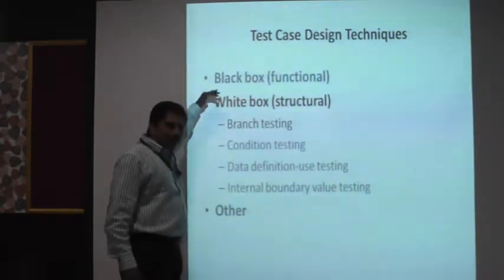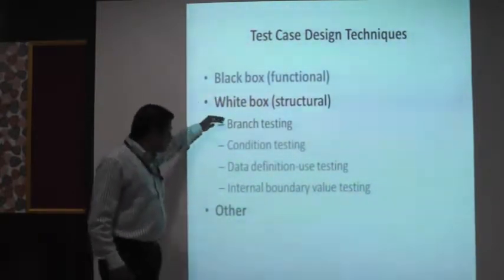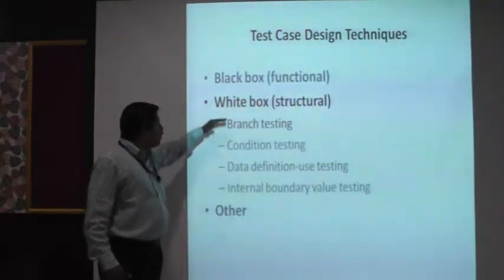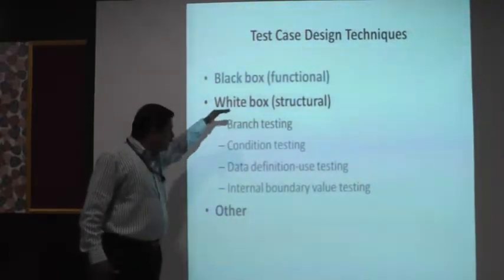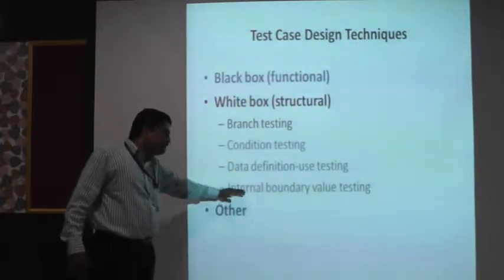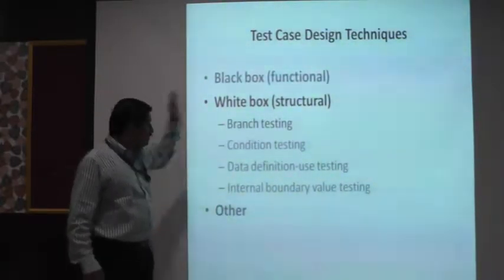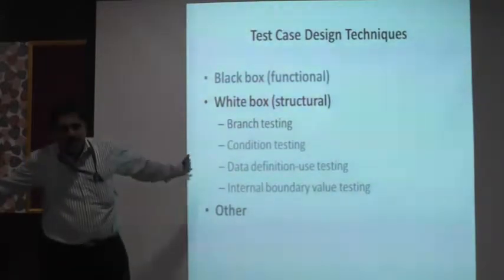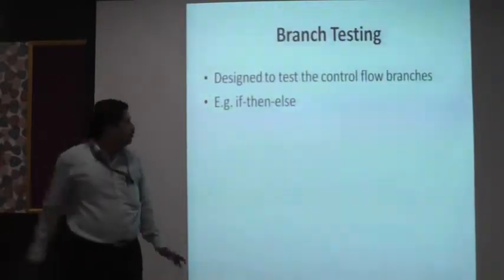In white box testing, it is classified into four different kinds of testing. One is branch testing, second is condition testing, third is data flow testing, fourth is internal boundary value testing. Now, first, let us go into branch testing, which is part of white box testing.